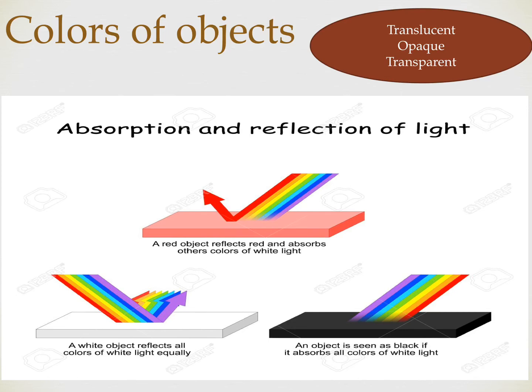So, let's talk about the picture that you are seeing right in front of you. A red object reflects red and absorbs other colors of white light. And remember, white light is composed of all the colors of the rainbow. And what about a white object? A white object reflects all colors of white light equally. What about a black object? A black object is seen as black if it absorbs all colors of white light.